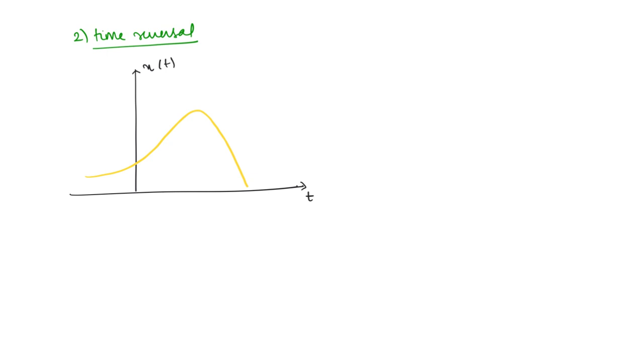Okay, so this is x of t. Now how will x of minus t look like? So time reversal is simply x of minus t. So you can see that it's simply the reflection about this y-axis.